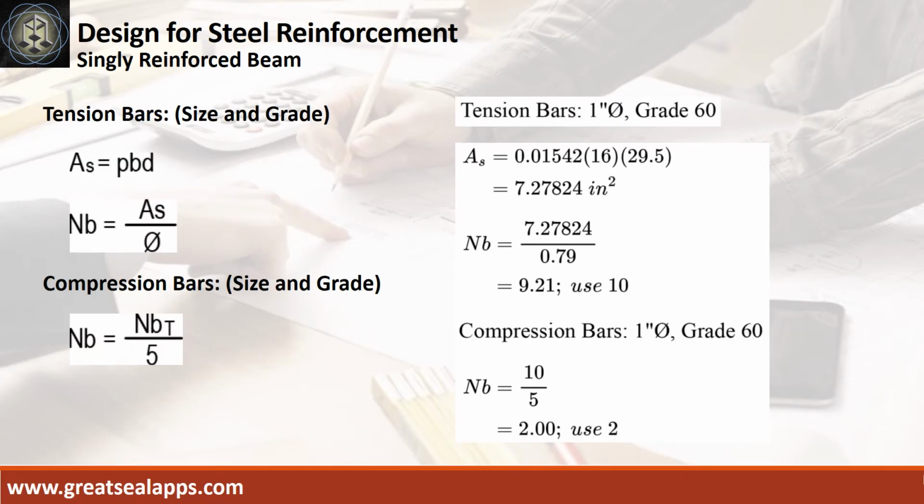Given rho equals 0.01542, b equals 16 inches, and d equals 29.5 inches, the area of steel for tension bars is 7.27824 square inches, and the number of bars for 1 inch diameter is 10. The number of compression bars is 2.